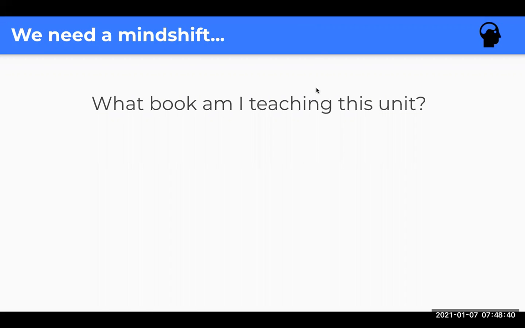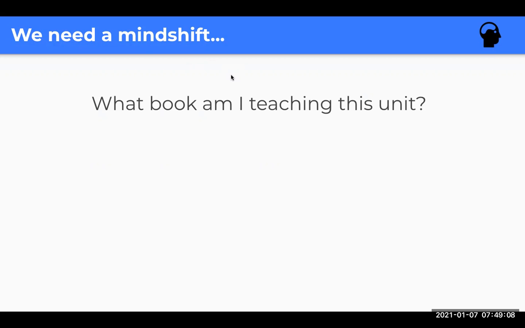When I was starting out teaching, I asked myself this question: what book am I teaching this unit? In fact, when I first started teaching and I met with my mentor teacher, I was like, okay, so what do I teach? And they told me, okay, quarter 1, you're going to teach short stories, and quarter 2, you're going to do Of Mice and Men. Quarter 3, you're going to do Romeo and Juliet, and then quarter 4, To Kill a Mockingbird. And that was my introduction into teaching language arts.